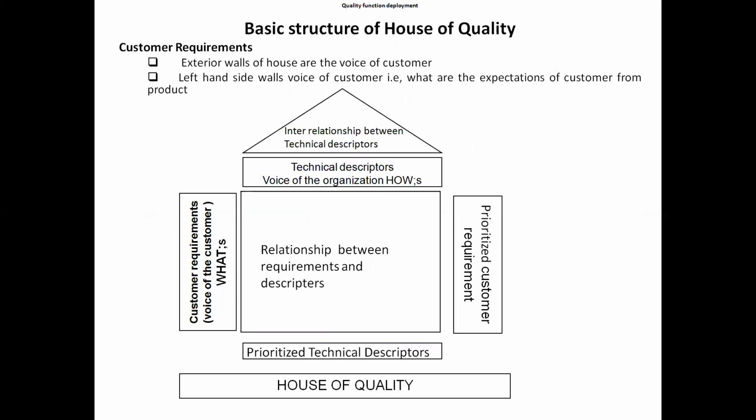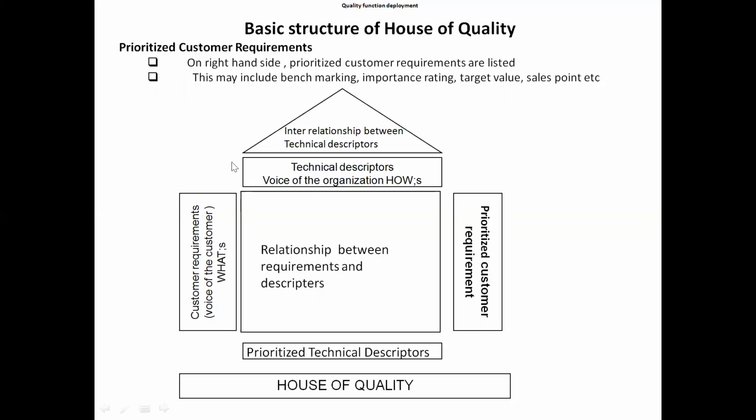In the house, the customer requirement is the left side wall, the exterior walls, both right side and left side, of the voice of the customer. The left-hand side is the voice of the customer, meaning what the expectations are. The WHATs, the whats of the customer. Then the right side wall is the prioritized customer requirements. They include benchmarking, importance rating, target value, and sales point.